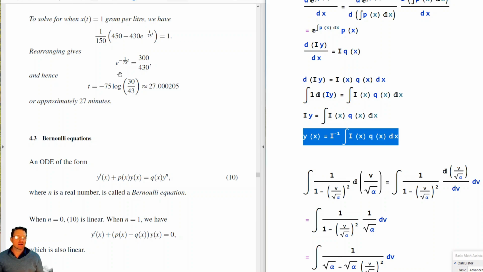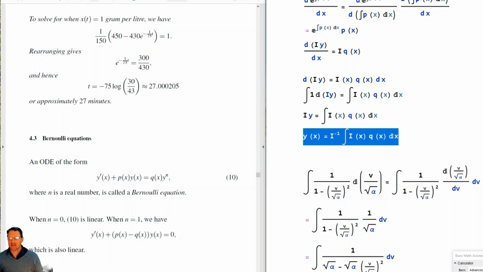Okay, next we want to take natural logarithms of both sides and obtain minus 1 over 75t is equal to the natural logarithm of 300 over 430, which we can simplify as the natural logarithm of 30 over 43, and then multiply both sides by minus 75 to give us t, the amount of time that we need to wait. So t is minus 75 natural logarithm of 30 over 43, and then we just calculate this on the computer or the calculator, and we get approximately 27 minutes that we need to wait.